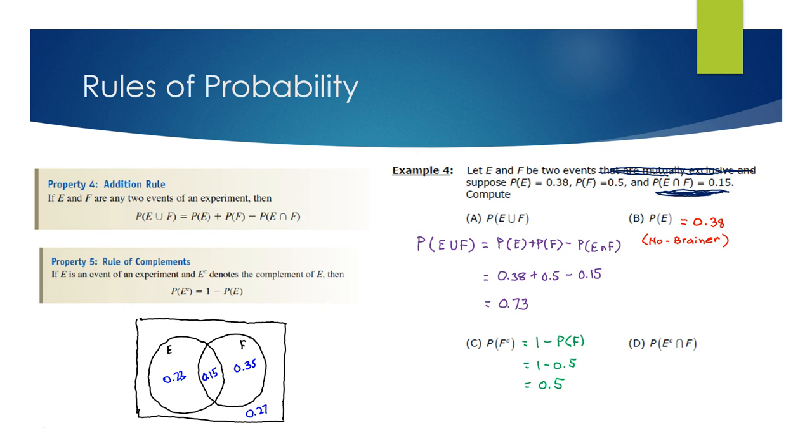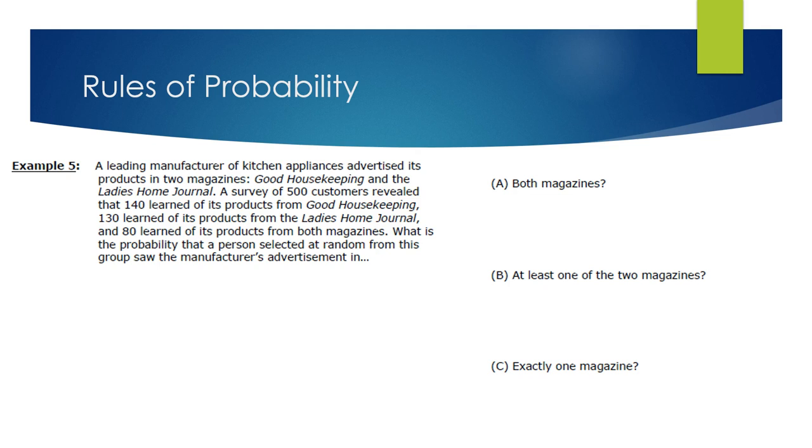So now I'm looking for the probability of something occurring not in E, but is in F. So I'm looking for the parts that are in F but not in E. So basically I'm looking at this region right here. And based off of that, that probability is going to be 0.35. Let's go on to the next one here.